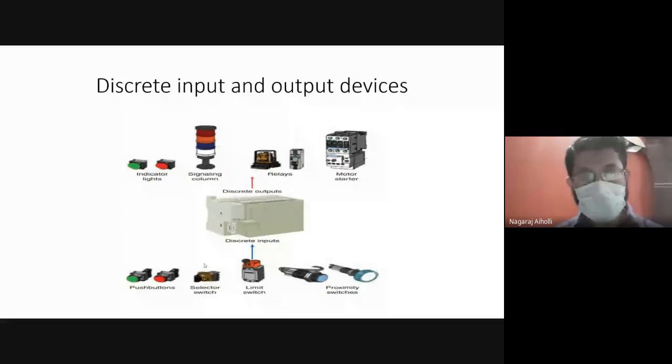But it can so happen that this selector switch or rotary switch can have more than two positions. For example, when controlling the speed of an electric fan, these rotary selector switches are used, which have more than two positions.